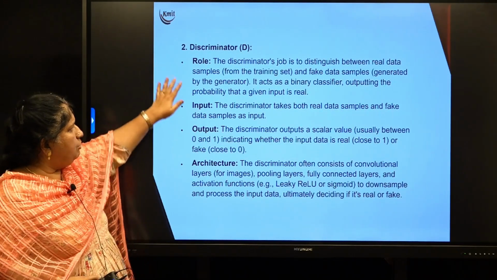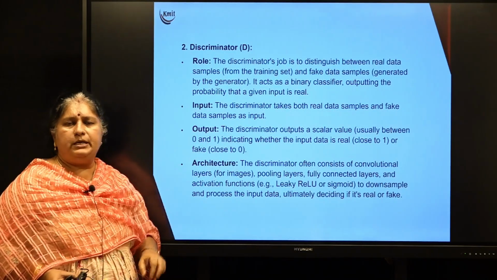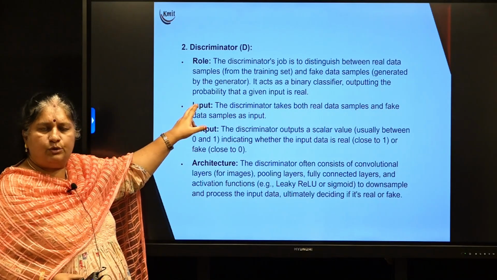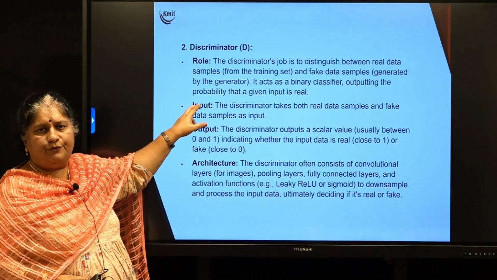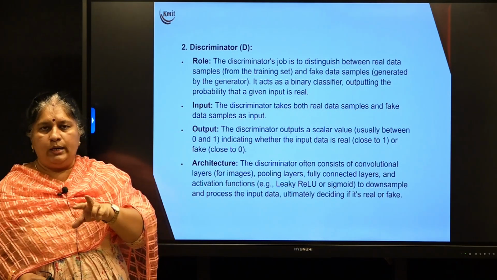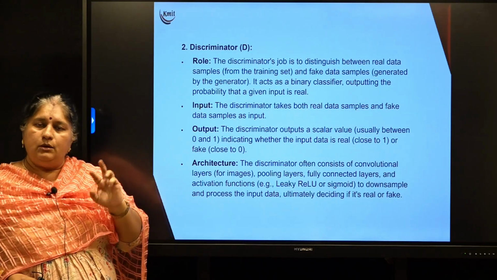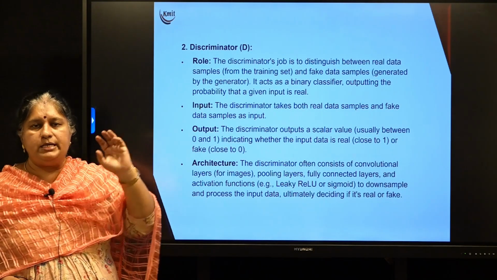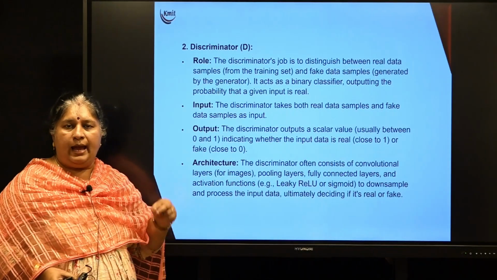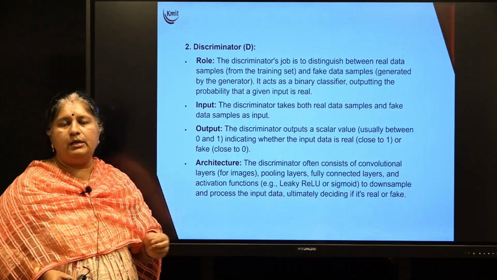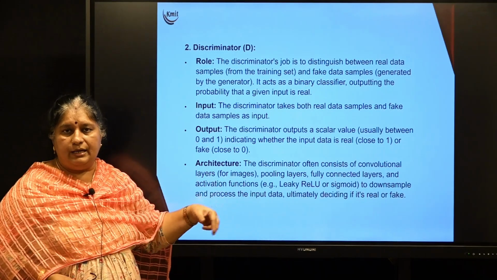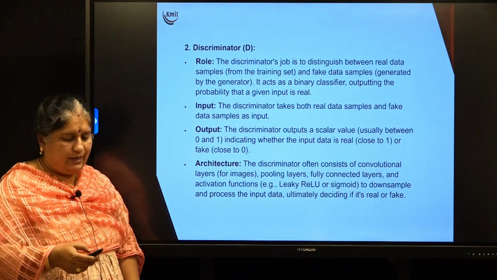Then what is the role of a discriminator? The job of the discriminator is to distinguish between real data and fake data. It takes as input the original data as well as the data generated by the generator, and the output will be within the range 0 to 1 if you are giving a probabilistic answer, or either 0 or 1 if you are just saying whether it is real or fake. As for architecture, it also has some CNN layers and uses some activation functions to do its job, and it uses weights that are adjusted so that it can identify what is real data and what is fake data.